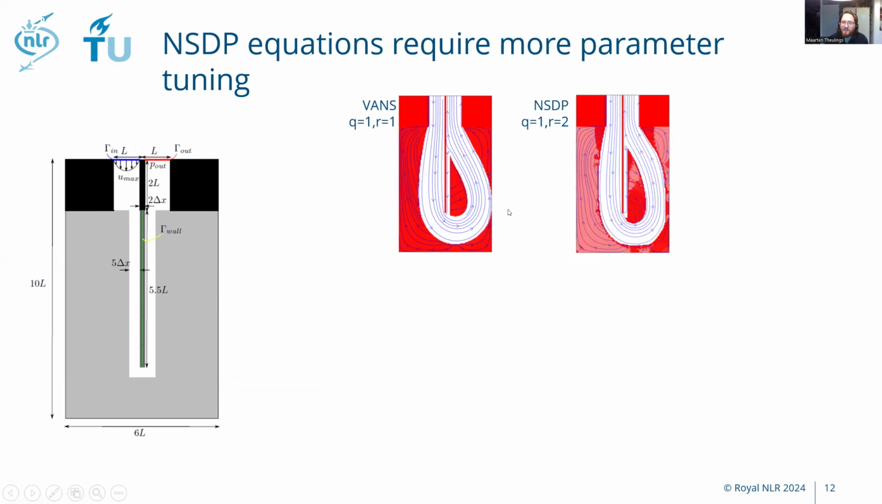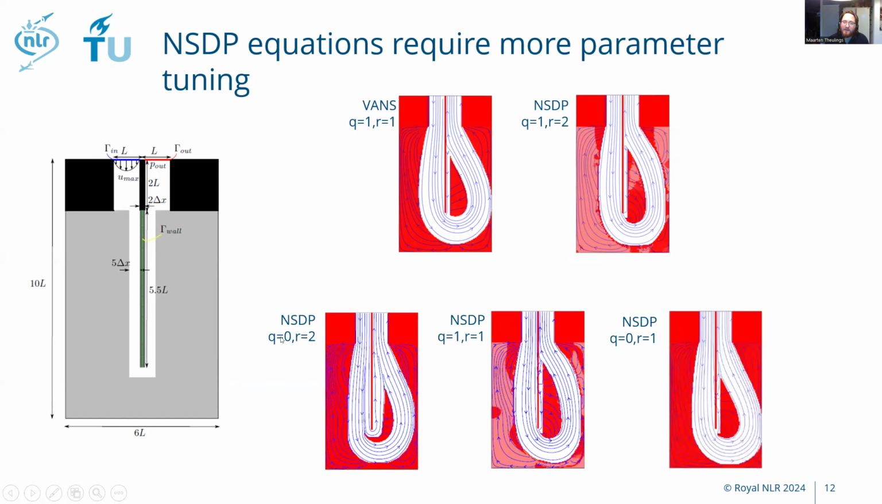Well, for the NSDP equations, we find this optimum that has a lot of gray values, and it's an inferior optimum compared to the Vance equation. And those gray values are found because there the penalization is actually already quite high, and that pushes you into a local optimum. So then I tried to find a nice solid fluid optimization by decreasing the penalization, so by decreasing either Q or R.